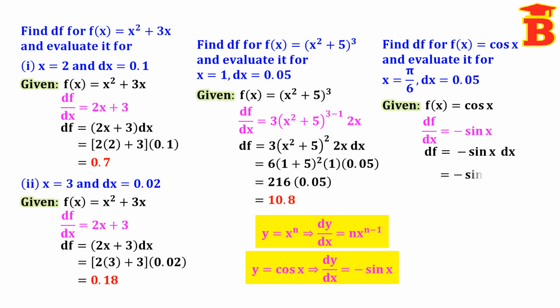Substitute the given values. This is equal to minus sin x value pi by 6 into dx value 0.05. Pi by 6 means 30 degree and we know that sin 30 degree 1 by 2. So this is equal to minus 1 by 2 into 0.05. So the final answer is minus 0.025.